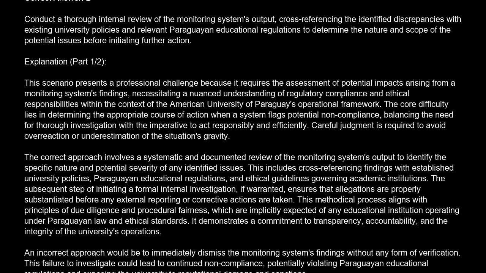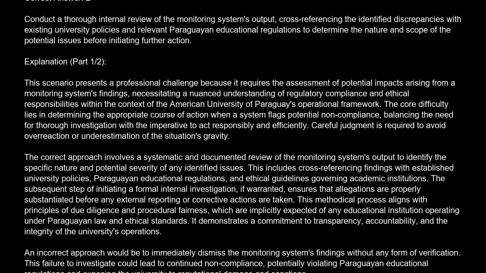Explanation. This scenario presents a professional challenge because it requires the assessment of potential impacts arising from a monitoring system's findings, necessitating a nuanced understanding of regulatory compliance and ethical responsibilities within the context of the American University of Paraguay's operational framework. The core difficulty lies in determining the appropriate course of action when a system flags potential noncompliance, balancing the need for thorough investigation with the imperative to act responsibly and efficiently. Careful judgment is required to avoid overreaction or underestimation of the situation's gravity.